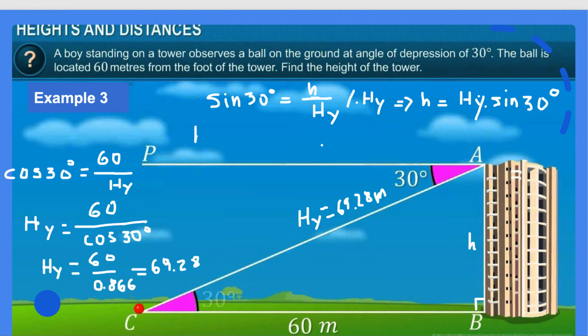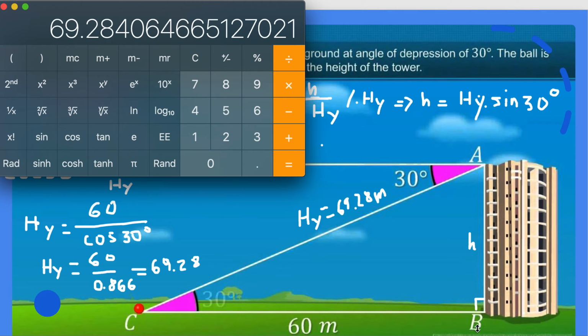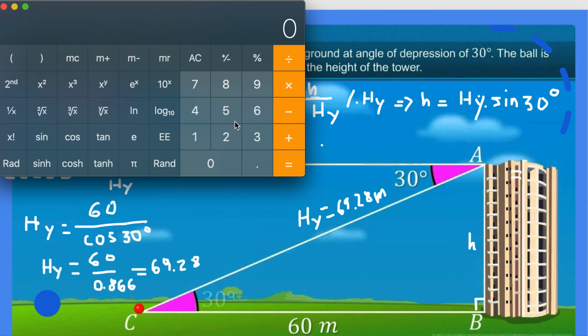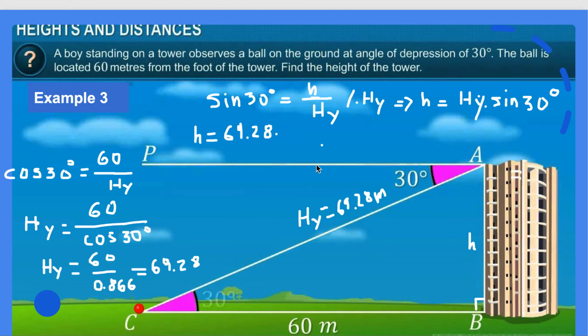Now we substitute the numerical values for the given. Instead of HY, we put 69.28 times sine of 30 degrees. What is the sine of 30 degrees? Let's find out on the calculator. Sine of 30 degrees, with the calculator set in degrees, is 0.5. Instead of sine 30 degrees, we plug in 0.5.